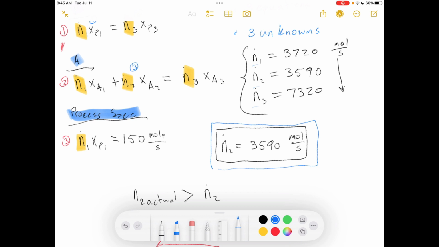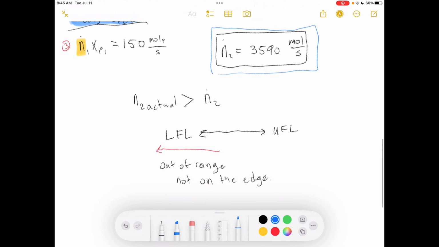How would the actual dilution air feed rate probably compare with the value calculated in part B? Okay, so the actual flow rate of stream two is probably going to be higher than the flow rate of stream two that we calculated. And the reason for that is we're in this range right here. And then we calculated how much air it would take to bring us right to the lower flammability limit.